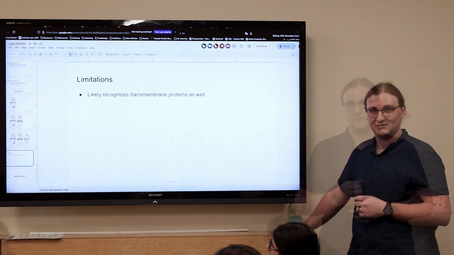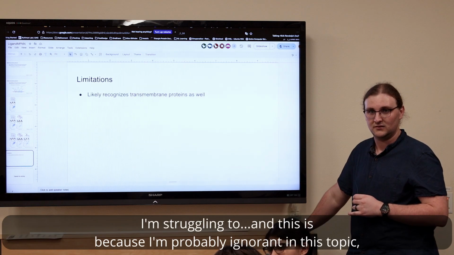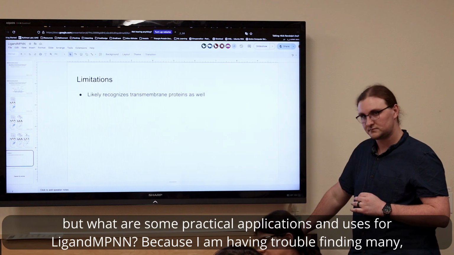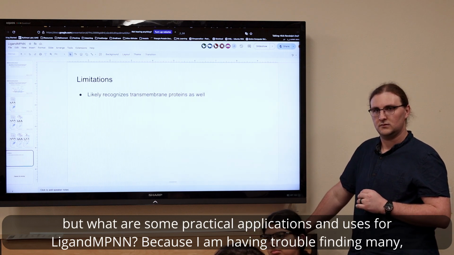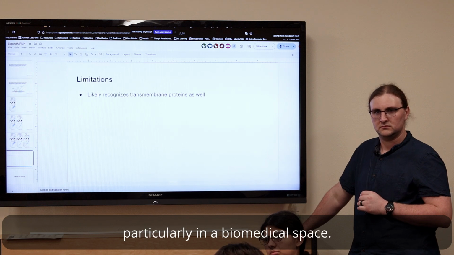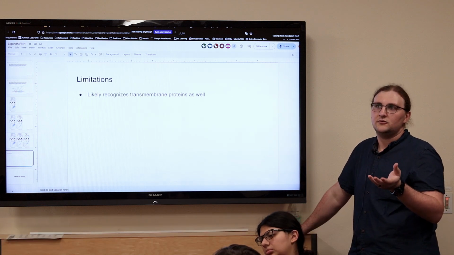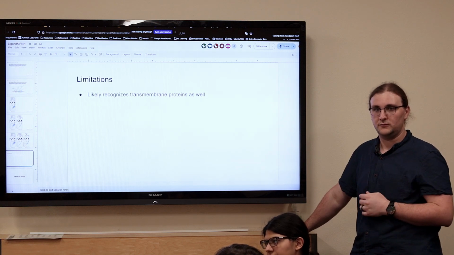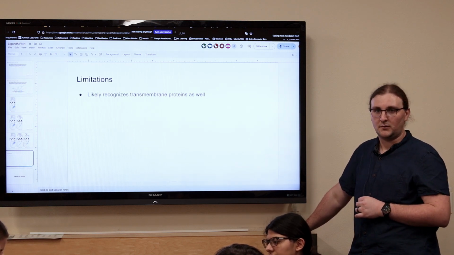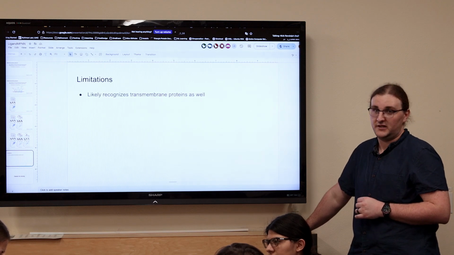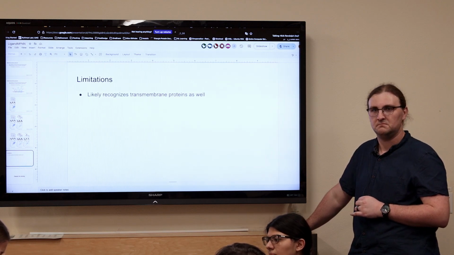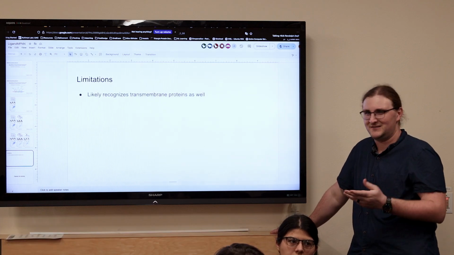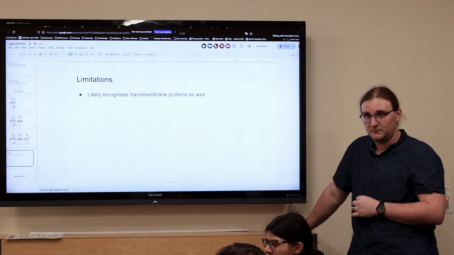I'm struggling to, and this is probably because I'm ignorant in this topic, but what are some practical applications and uses for LigandMPNN? Because I'm having trouble finding many, particularly in a biomedical space. I mean, if you're designing a transcription factor that's interacting with DNA, you might need to take into account the phosphate backbones of the nucleic acids. A small molecule drug that's binding a receptor, an inhibitor, something like that. I think enzymes, right? Enzymes. Yeah, that may not necessarily be a therapeutic, but yeah, another definite example.